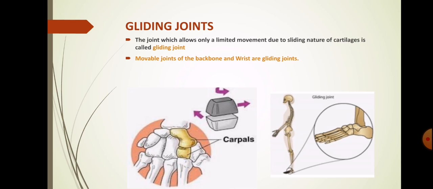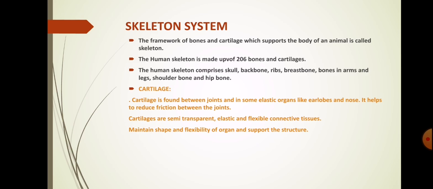Here the backbone, then your wrist, then the palm have gliding joints. Now, after the gliding joints, we are going to discuss the skeleton system. The skeleton system is nothing but a frame of bones and cartilage which supports the body of an animal or a human being. The skeleton system of the human body is made of 206 bones and cartilage. Bones are hard and cartilage is soft and elastic.